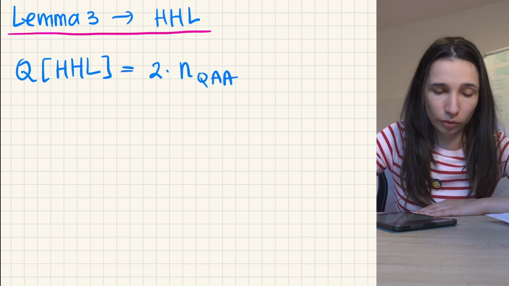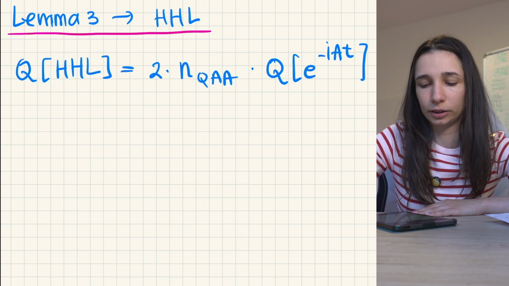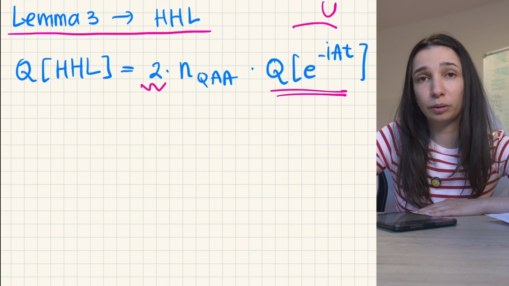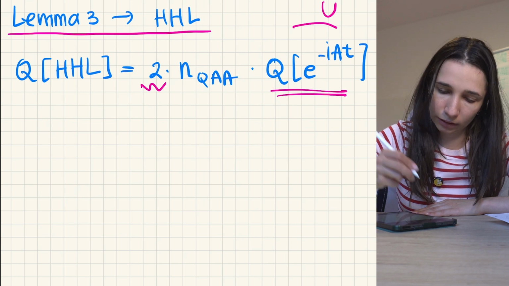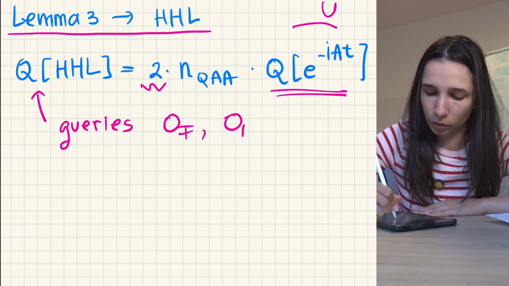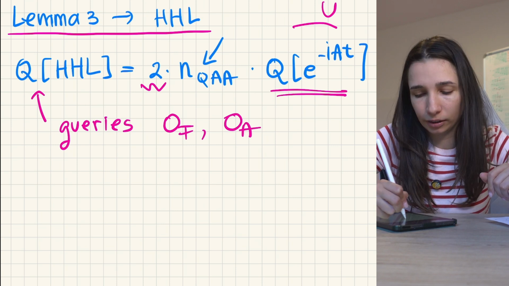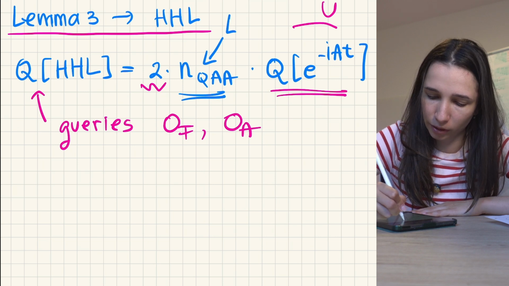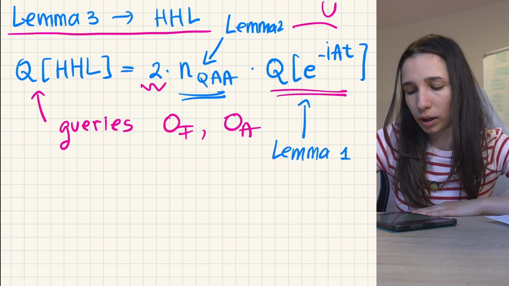the quantum amplitude amplification overhead times the query cost of implementing the Hamiltonian simulation method, which we said is qubitization in our case. This 2 comes from the fact that the unitary U that is hidden here has to be implemented twice. What I mean by this is that we implement U and then U transposed. So this is the number of queries to the oracles OF and OA. Okay, but where is the success probability? Well, don't forget that the success probability is hidden here in the cost of implementing the quantum amplitude amplification. And the form of the success probability can be found in lemma 2, while this one can be found in lemma 1 in our paper.